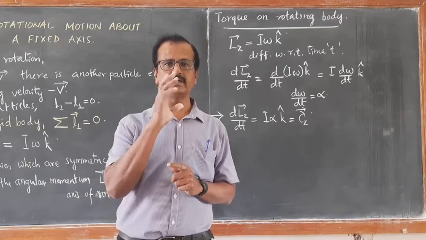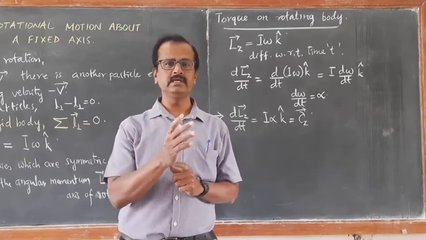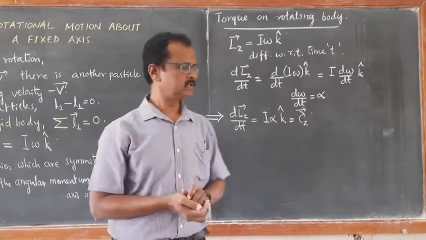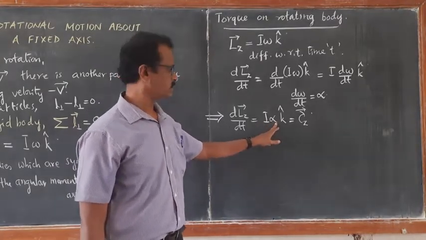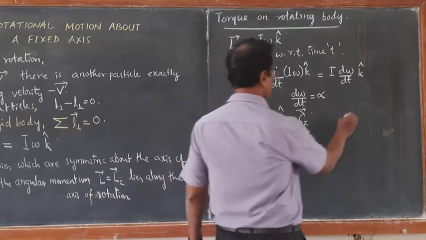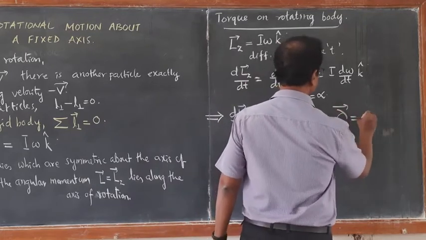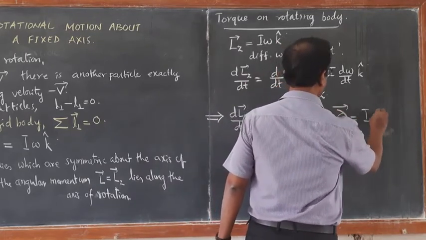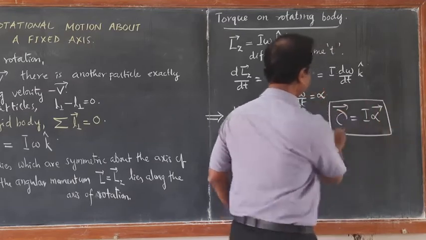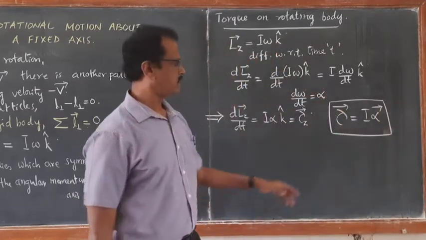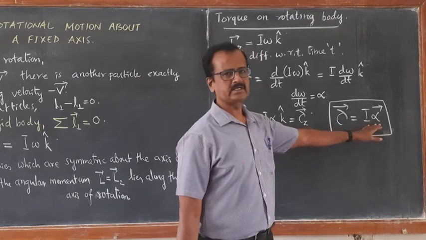If the rotating body is increasing its angular velocity, there must be a torque acting on it. So that increase in angular velocity leads to angular acceleration. Thus we get torque tau is equal to I alpha. This is the relation between the external torque and the angular acceleration.